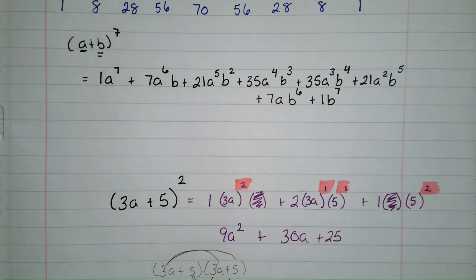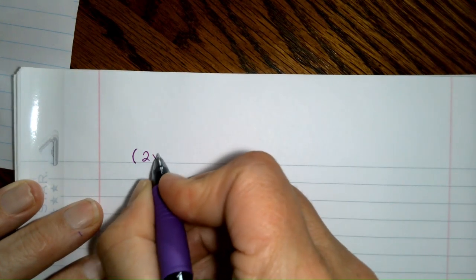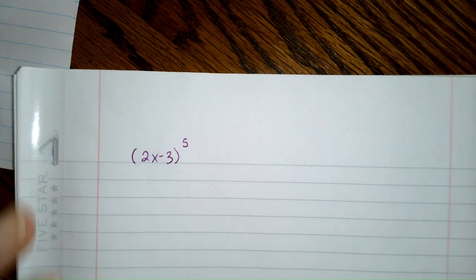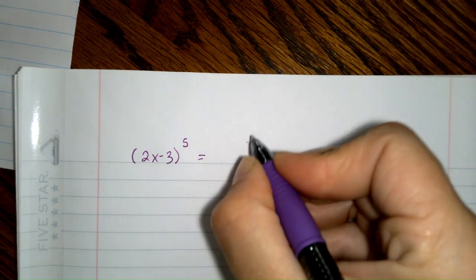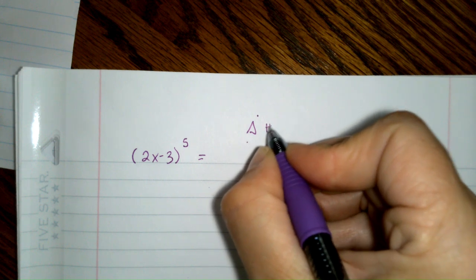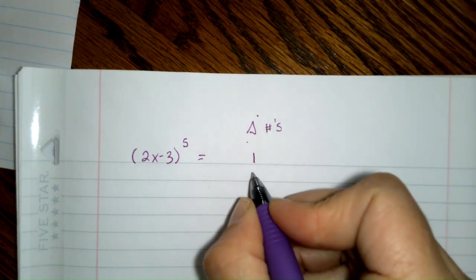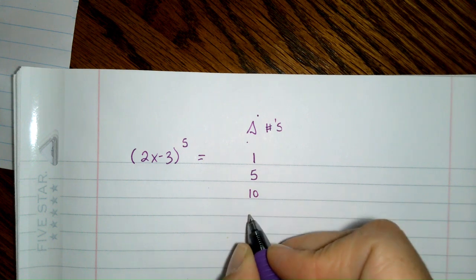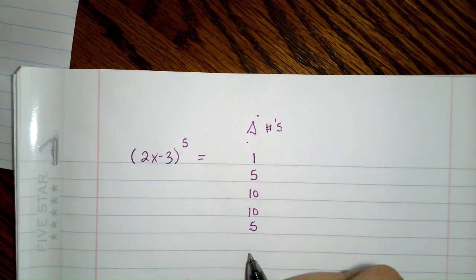I'm going to do one more problem, but I'm going to do it vertically because I think that might help some people who are working on Pascal's triangle to think of it vertically and then write their answer horizontally. So let's look at 2x minus 3 to the 5th power. If you look back at your triangle, the triangle numbers were 1, 5, 10, 10, 5, 1.